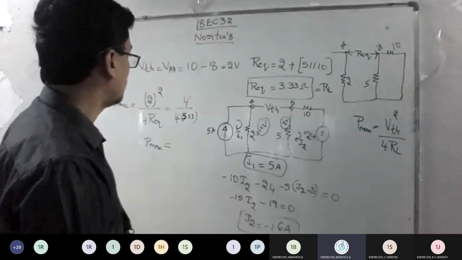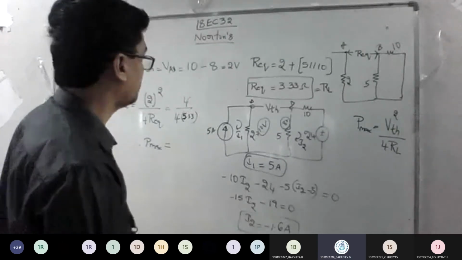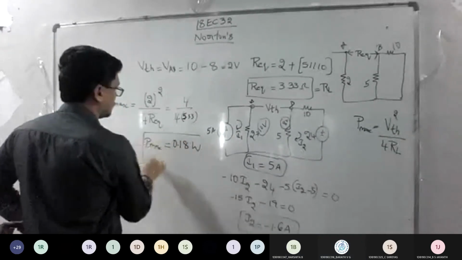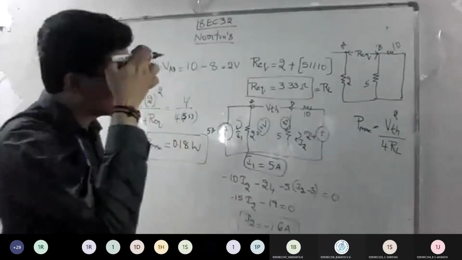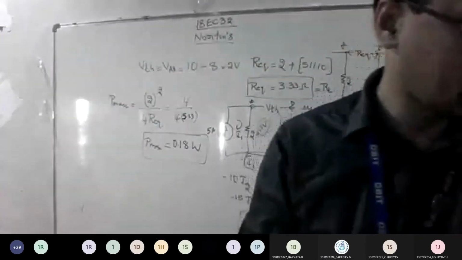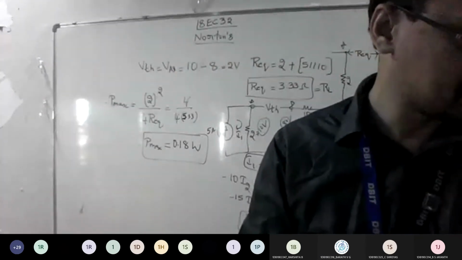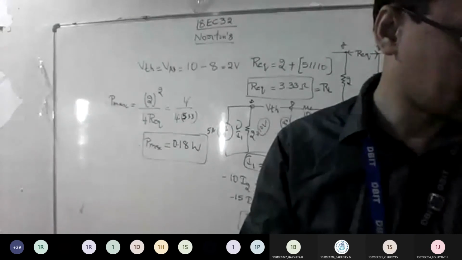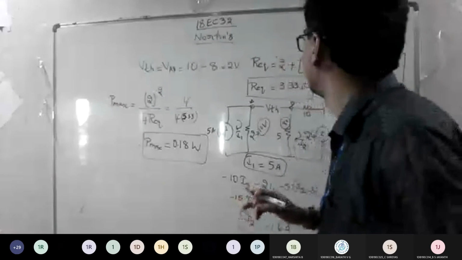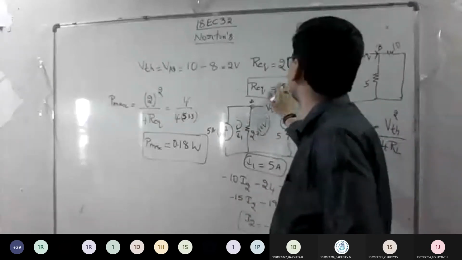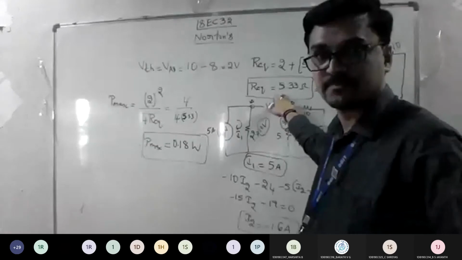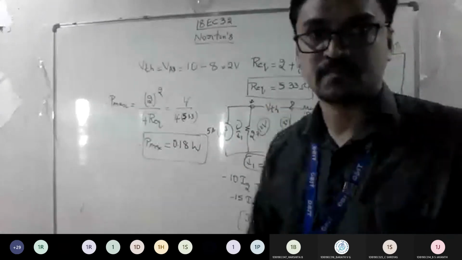0.187 watts, sir. So you want R equivalent. So R equivalent is 5.33. Is it fine, everyone? So this is 5.33. No, I think I wrote 3.33 here. This is 5.33, correct? Yes, sir. Okay.